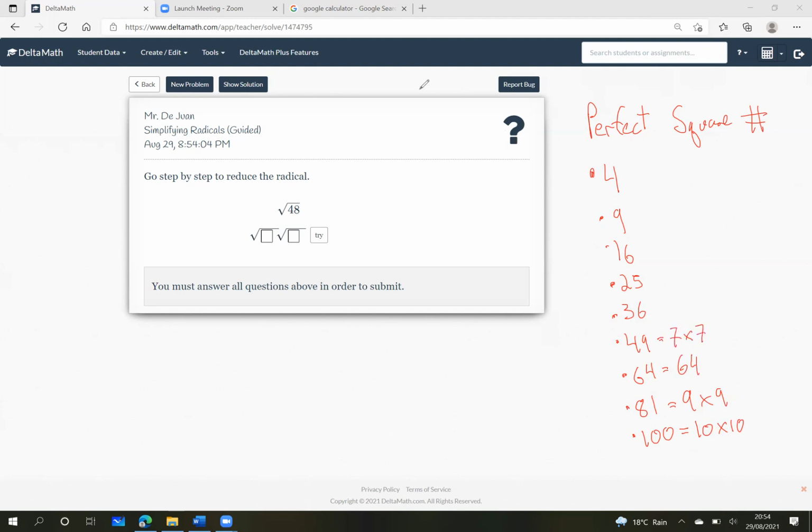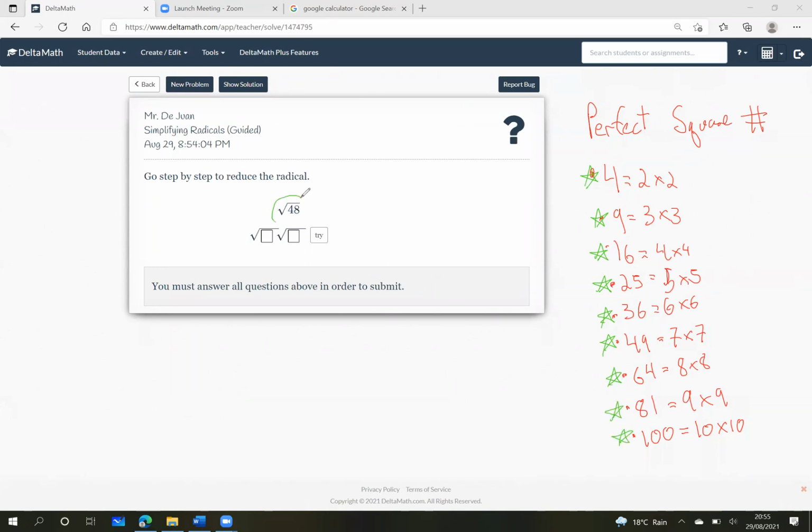Whoops, I'm sorry, I did not write that well. 64 is 8 times 8, 36 is obviously 6 times 6, 25 is 5 times 5, 16 is 4 times 4, 9 is 3 times 3, and 4 is obviously 2 times 2. These are all known as perfect square numbers, and what we're looking for is a possible multiple that goes into the number that we're given.